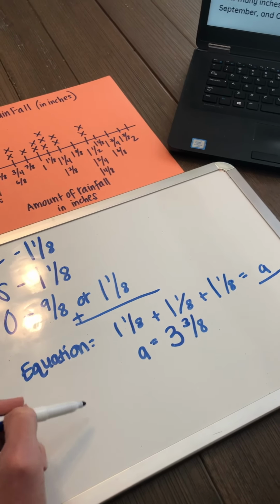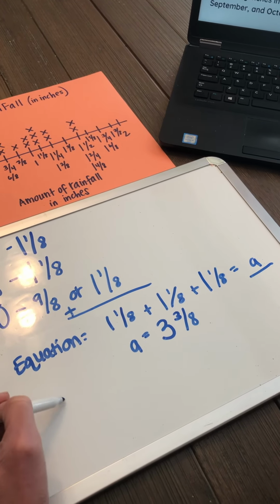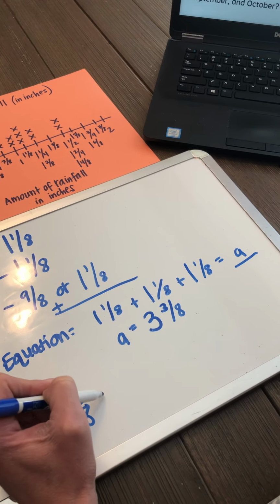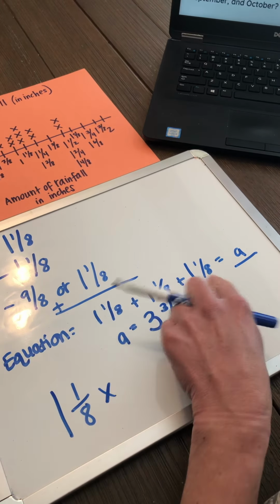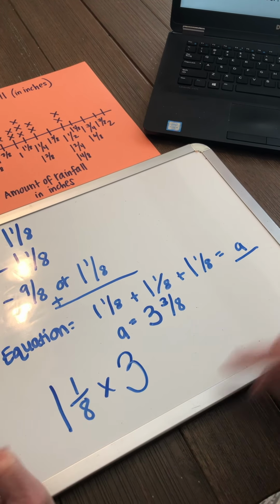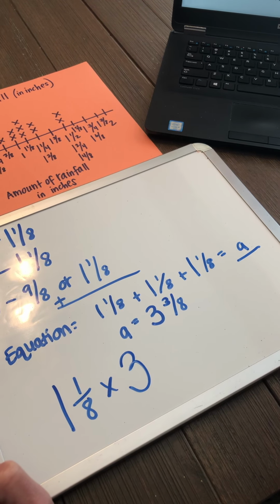Another thing that you learn in 4th grade is that we could, and it actually reminds us of what we've learned this year in 5th grade with multiplying fractions, anytime we add the same amount over and over again, we can multiply. So I could have multiplied by 3 as well.